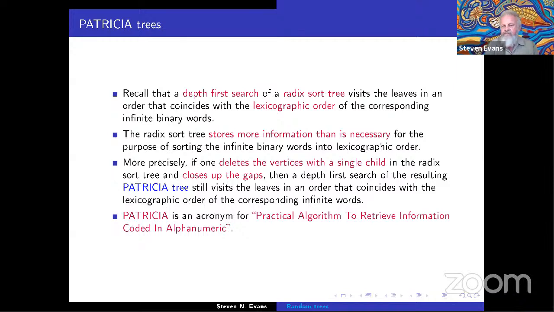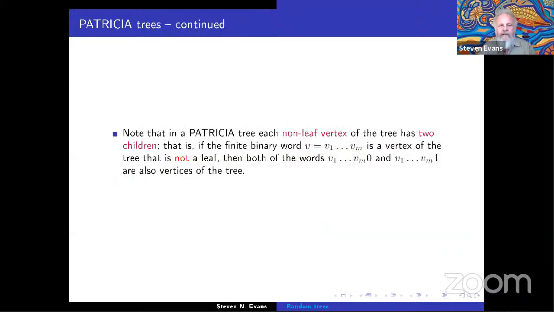The tree that you produce by deleting the vertices with a single child and closing up the gaps is called the Patricia tree. And Patricia is an acronym for practical algorithm to retrieve information coded in alphanumeric. Patricia has the property that it produces full binary trees, that every non-leaf vertex has two children.